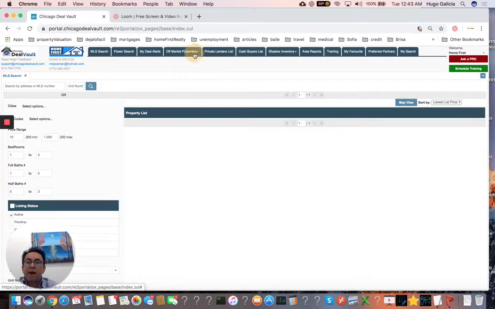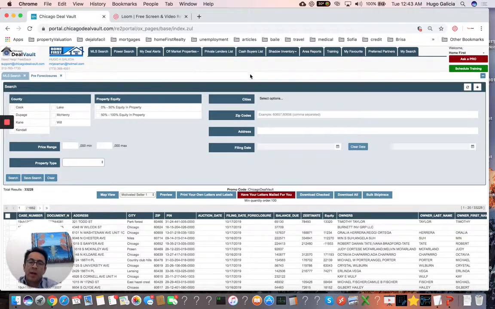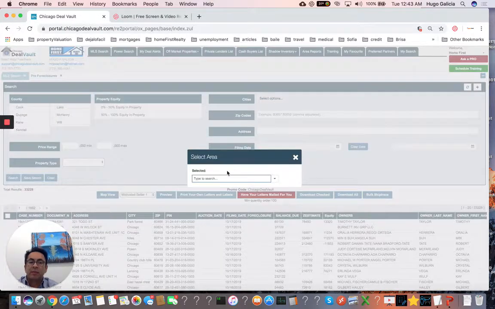Step number one, finding a great deal. You have the option to find either an MLS property or an off-market property. Off-market properties are the ones that are technically not for sale. Example, probates, pre-foreclosures, upcoming auctions, shadow inventory, vacant properties. So we're going to pick pre-foreclosures. And then we're going to select a city. Bolingbrook.